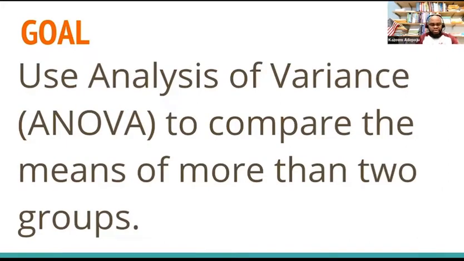So what is the goal in analysis of variance? The goal in analysis of variance is to compare the means of more than two groups. When you want to compare means in more than two groups, what we're going to use is the analysis of variance. And of course, this technique was developed by Ronald Fisher.